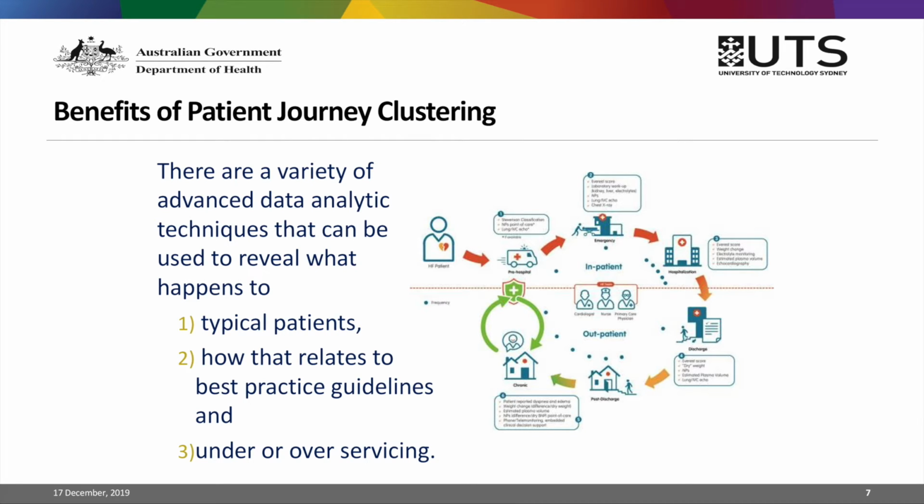Generally speaking, there are many benefits to a robust and fit for purpose patient journey clustering. For example, we can work out what happens to the most common or typical patients. We can also compare what the best practice guidelines say should happen to a patient group to what actually did happen to that group. Finally, we can look at patients who appear to have received too little or too much health services when compared to what most people receive.